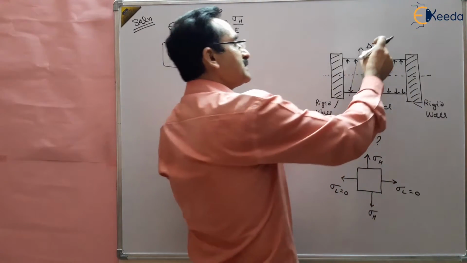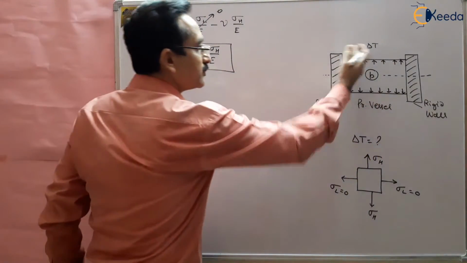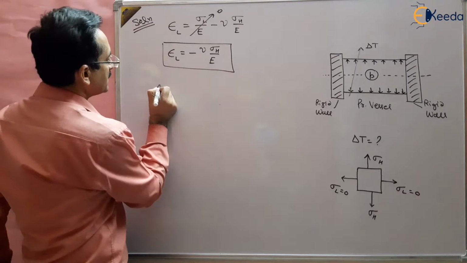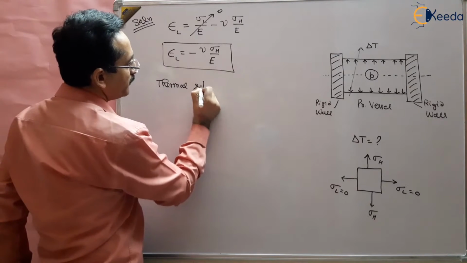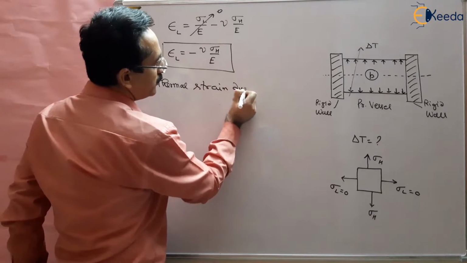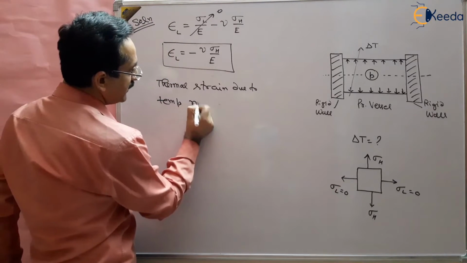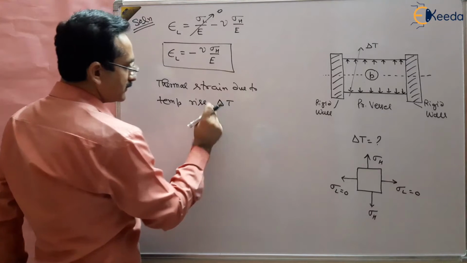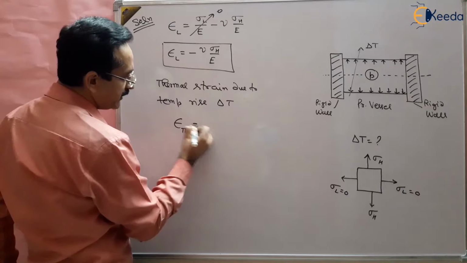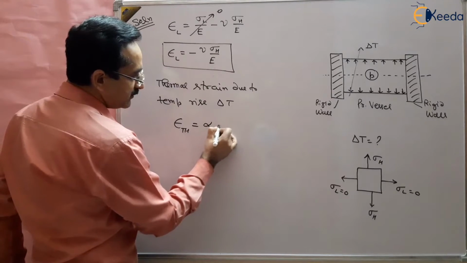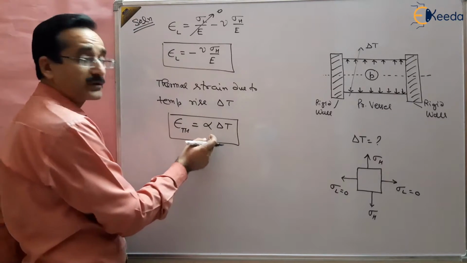And what is the expansion due to this temperature rise? Or the strain due to this temperature rise? So, thermal strain due to temperature rise delta T. For this delta T temperature rise, what is the thermal strain? That thermal strain will be equal to alpha delta T. You should know the formula, that this is alpha delta T, where alpha is the coefficient of thermal expansion given to us.